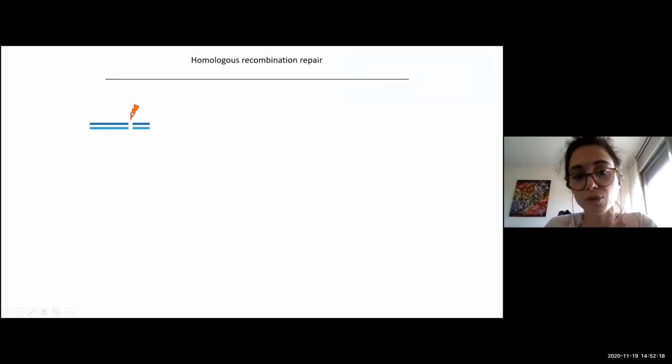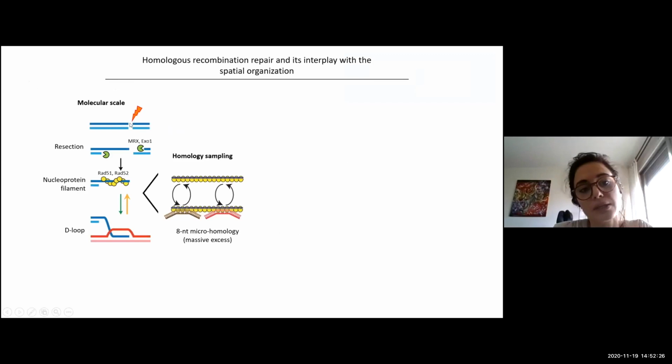So as you know, double-strand breaks occur on the DNA, as Emmanuel told you, and they can be repaired by the homologous recombination pathway, which is a universal pathway. This mechanism uses a homologous sequence present somewhere else in the genome. It is initiated by the resection that consists in the degradation of the double-stranded DNA to generate single-stranded DNA overhangs, thanks to several nucleases such as MRE11 and EXO1.